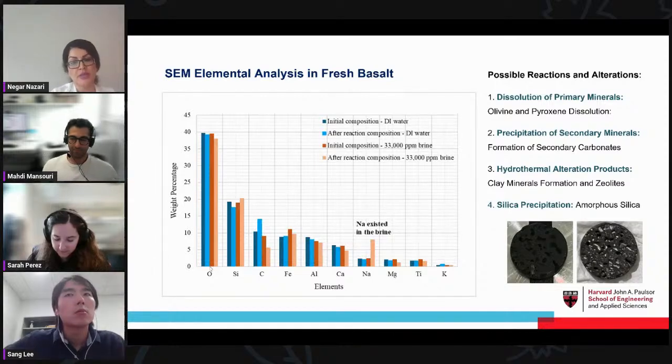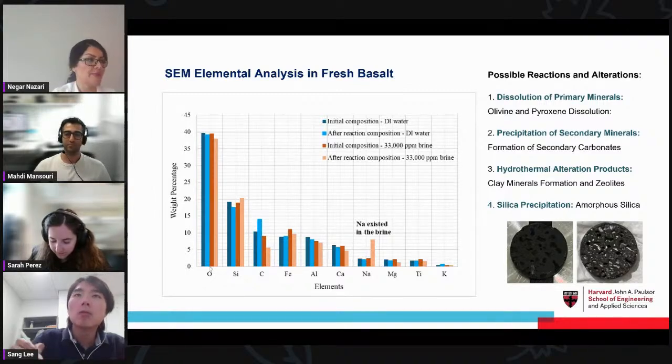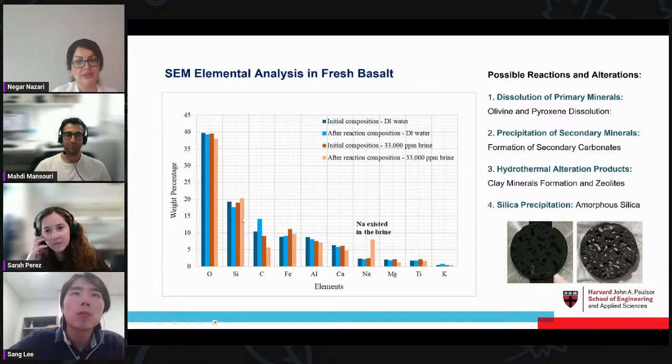We believe that we have the formation and the precipitation of secondary minerals that could be carbonates or any kind of silica precipitate. Another possibility was if it is clay or zeolite, but we cannot confirm if it's clay because we had a lot of silica and we see some silica precipitation in some spots in the left figure. We believe that that can be some amorphous SiO2.